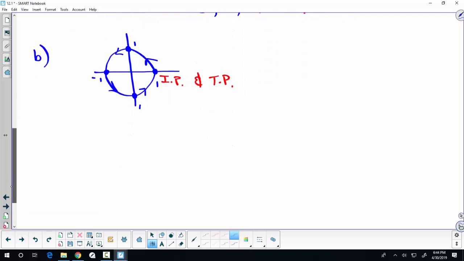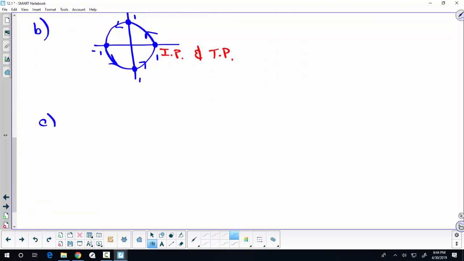Okay, part C: eliminate the parameter t. We want to take this parametric representation and represent it as a Cartesian equation. Any ideas? We kind of already know what it is, right? So what would we need to do here? How do we get that from this?